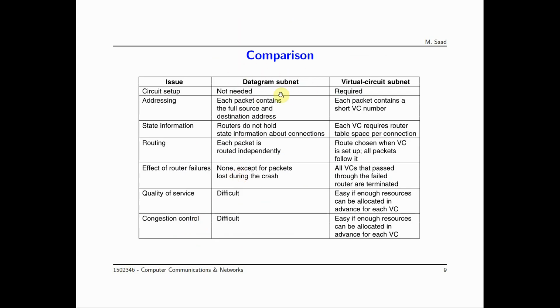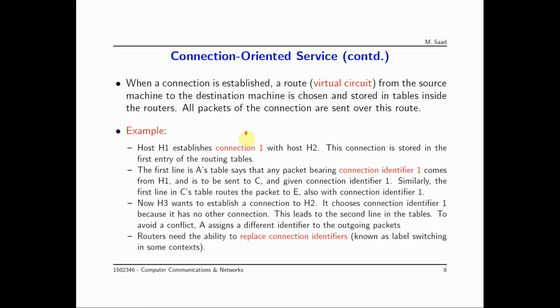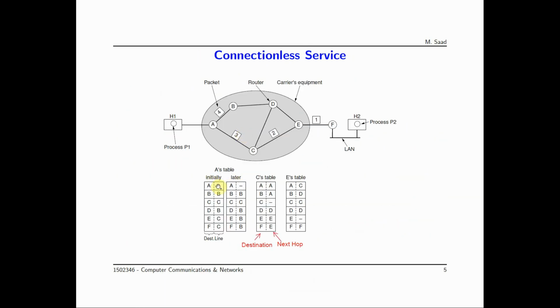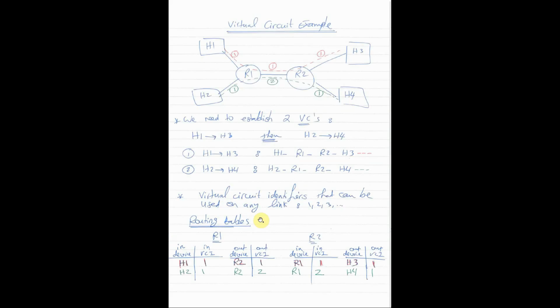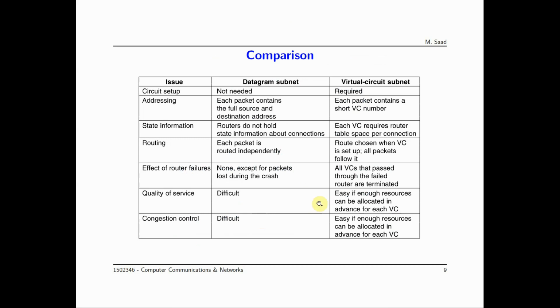In connectionless, routers do not have to store any information regarding individual connections. As you see here, the table contains only the possible destinations. There is no information at all about individual connections. Who is sending to whom, there is no information stored here, right? However, in the connection-oriented case, tables have a special entry for every connection. So we have state information for every connection being stored in the tables.